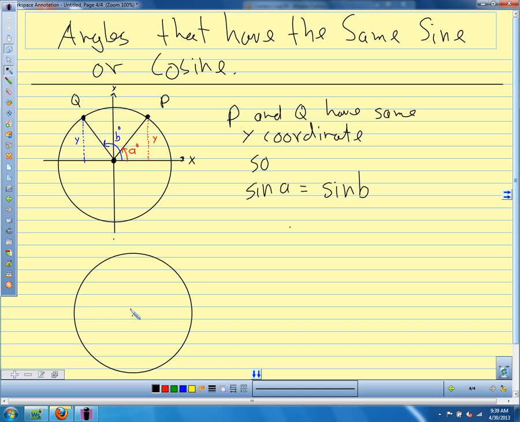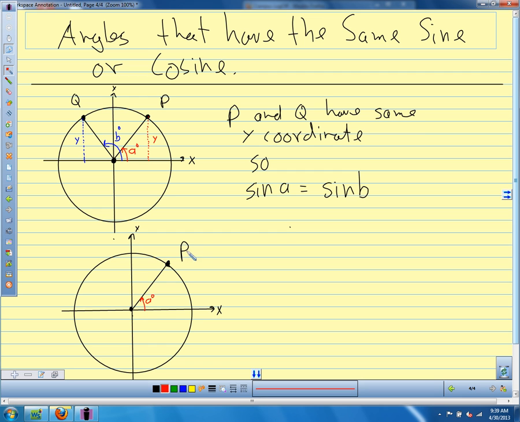Center closer to the actual center. There's my unit circle. And we're going to put a point here on the unit circle again, P. And we'll make our angle, we'll call this angle of rotation again A. Angle A.